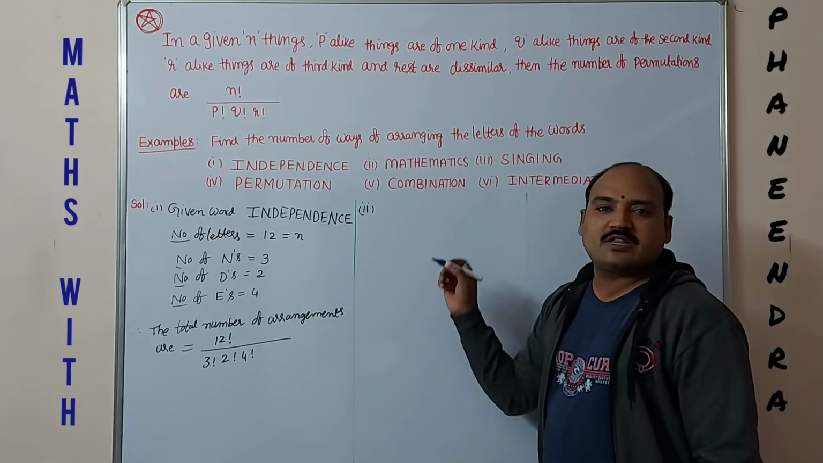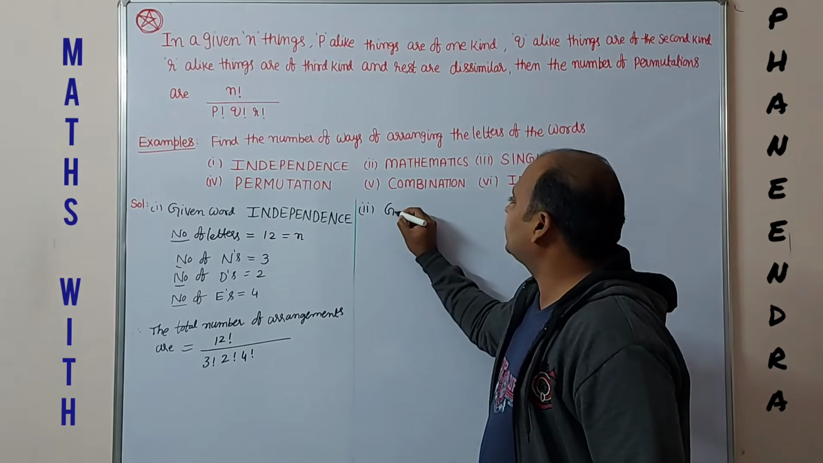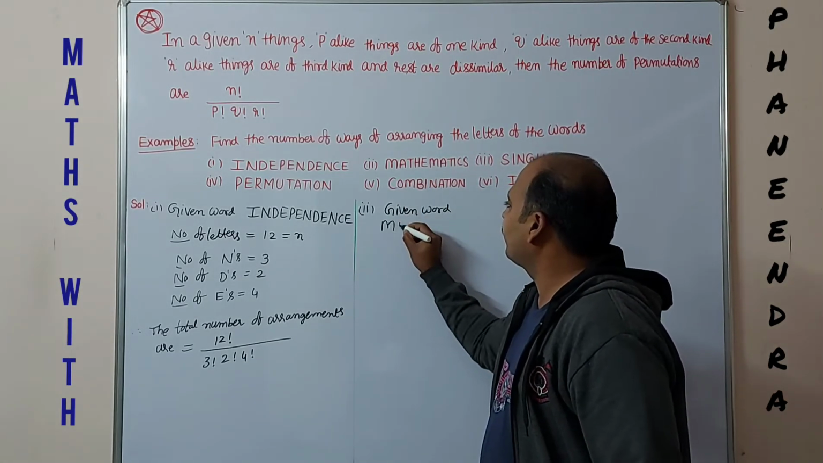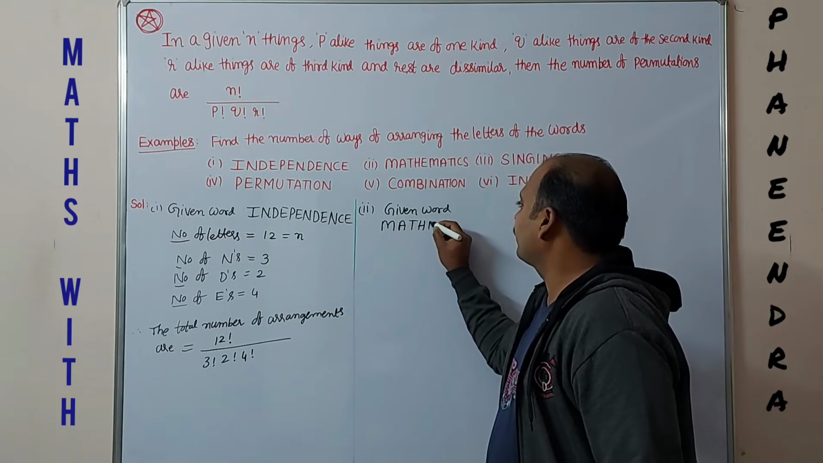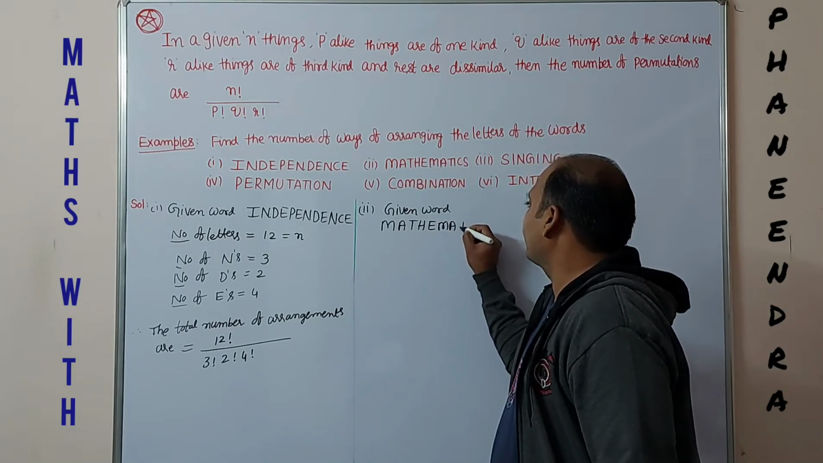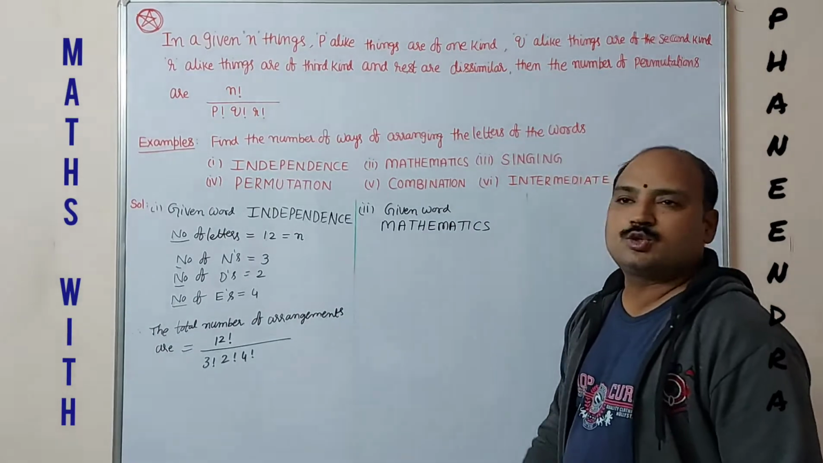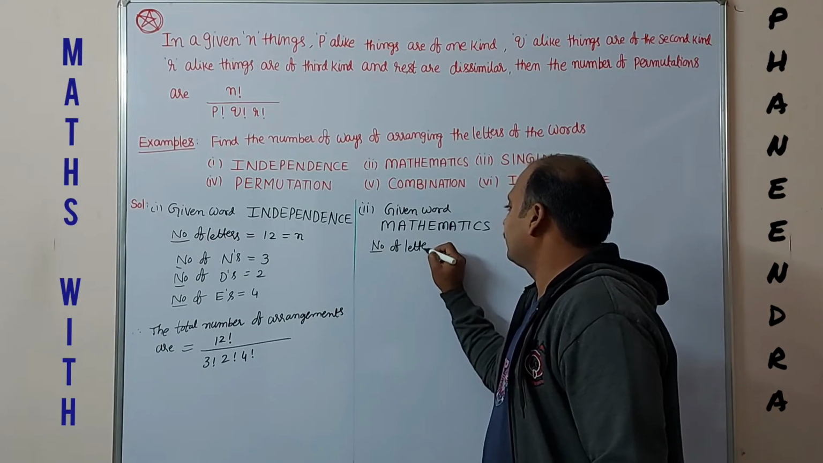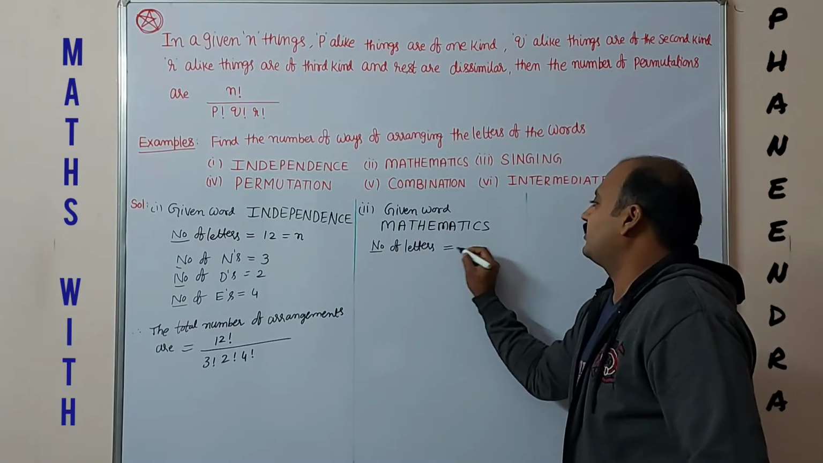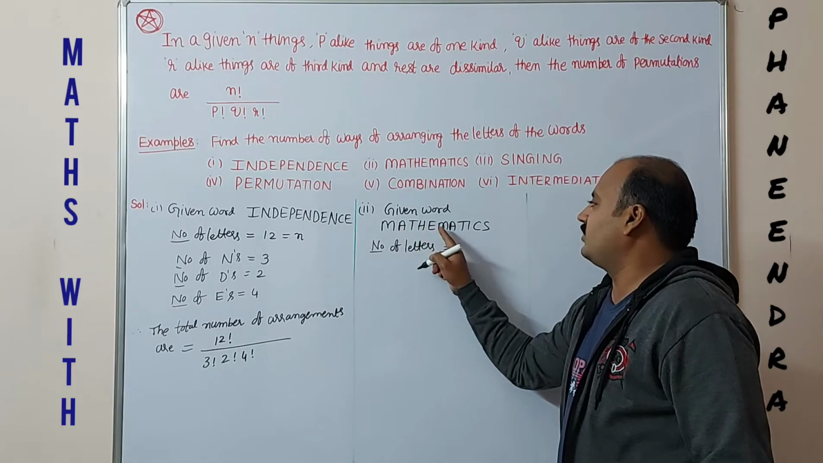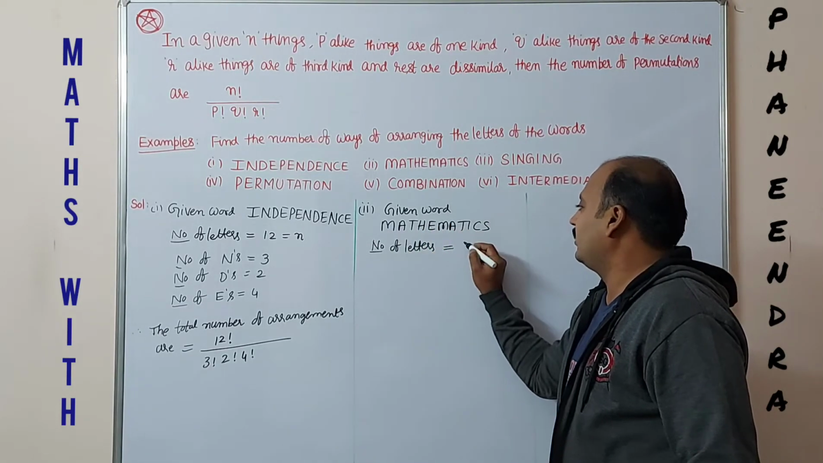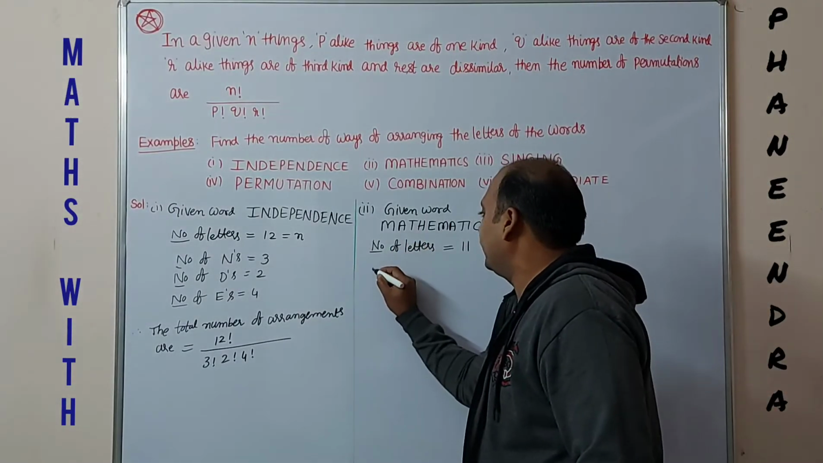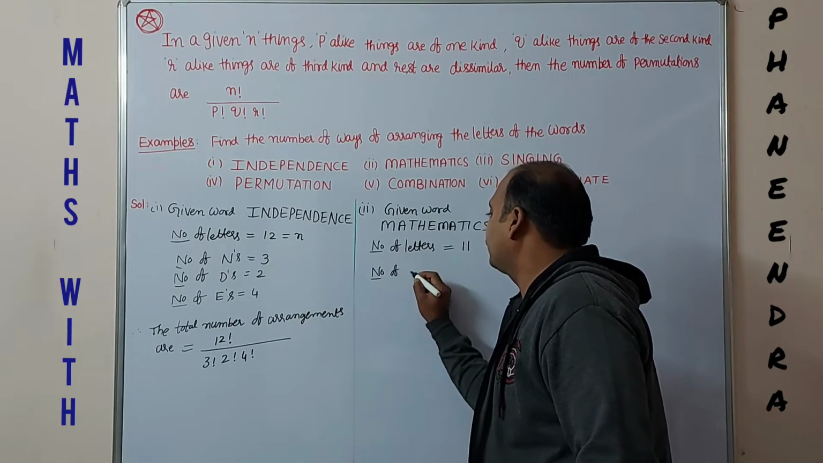Come to the second one. The second question is mathematics. The first step is the given word: mathematics. So total number of letters is 1, 2, 3, 4, 5, 6, 7, 8, 9, 10, 11. In these 11 letters, how many are alike? First M we will take. Number of M's.